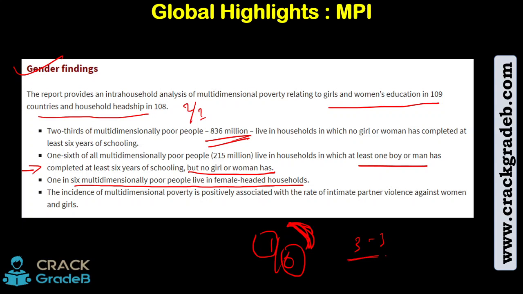Then the incidence of multidimensional poverty is positively associated with the rate of intimate partner violence against women and girls, right? So poverty is also seen as a way where there is violence against women and girls. Okay, so let's move forward.